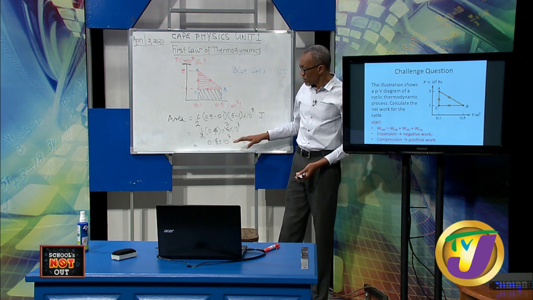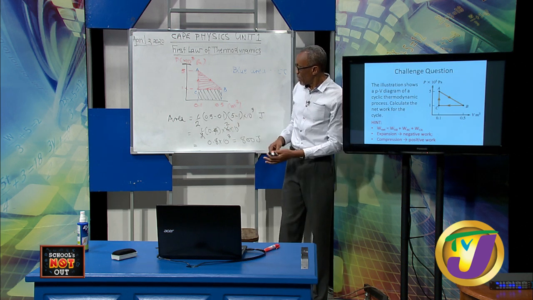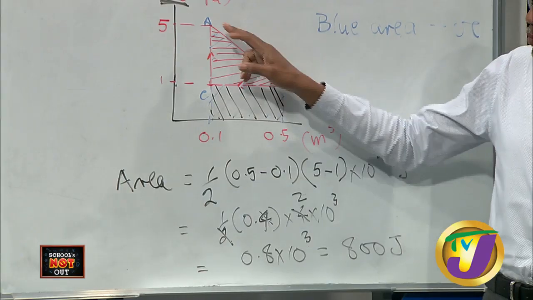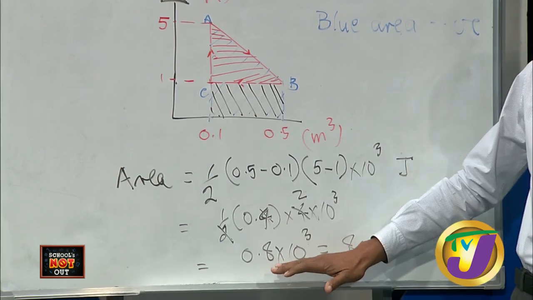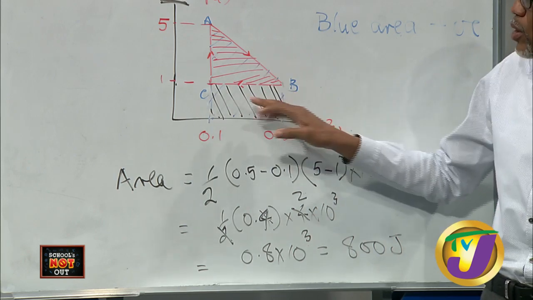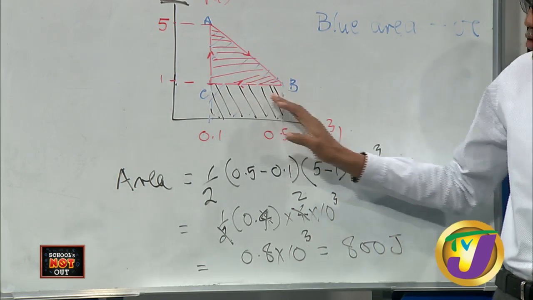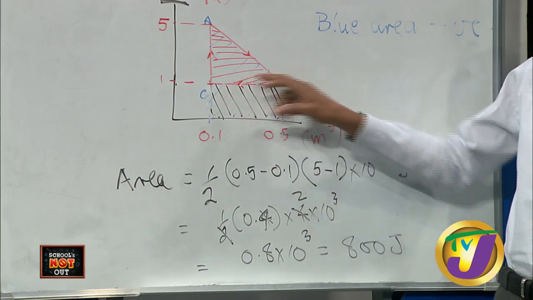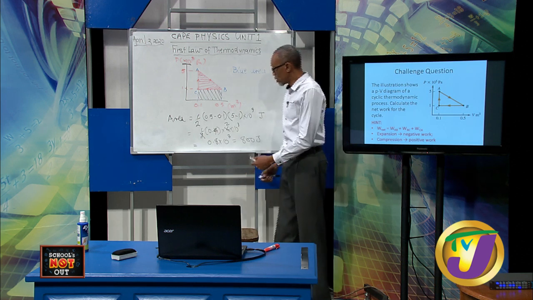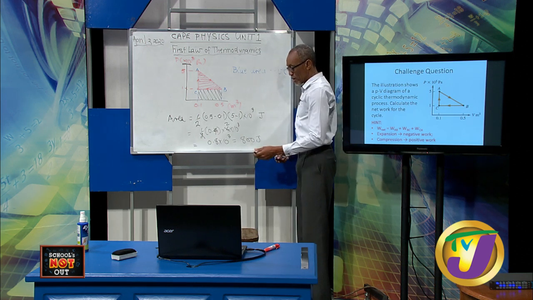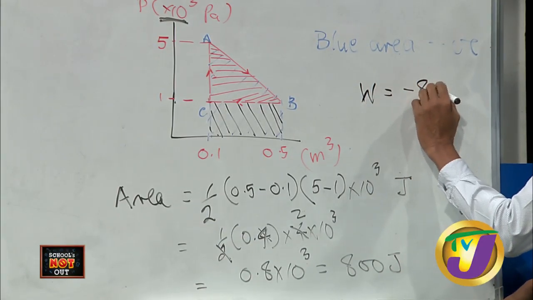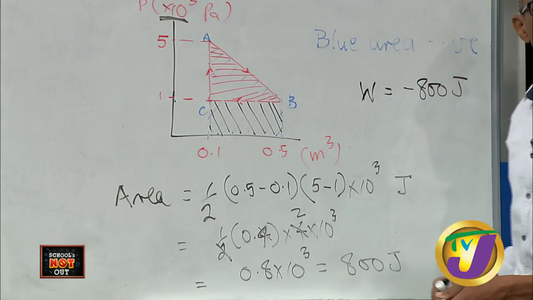So you remember, this works out this way because it's the large area in blue minus the small area. But the large area in blue is negative and the smaller area is positive. So the net work done will be negative. And so the net work done would be equal to negative 800 joules.